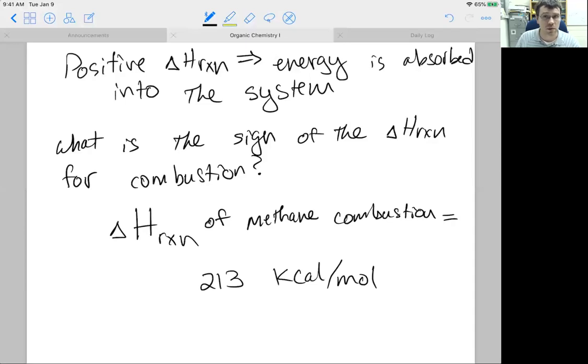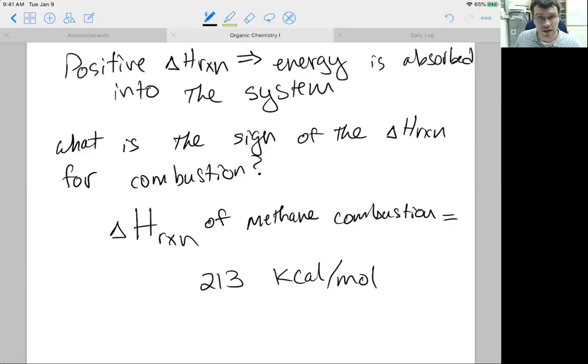We have to normalize this per mole of methane that we put into the system, right? We could always have more and more. So having a standard unit, we just normalize everything and say, hey, we're only going to use 1 mole of methane, 6.02 times 10 to the 23rd molecules of methane, and we're done. No more, because any more would give us more energy, any less would give us less energy. Anyway, 213 kcals per mole.